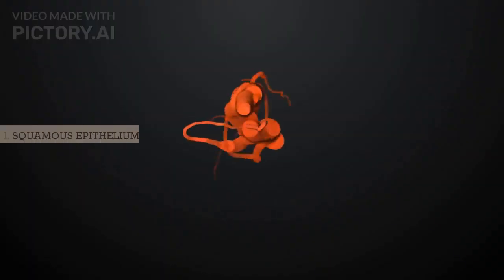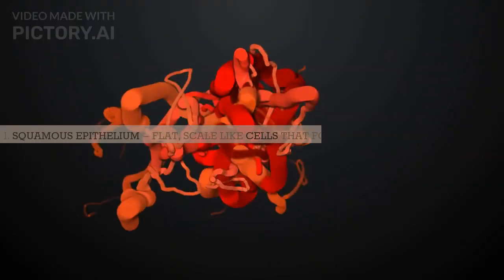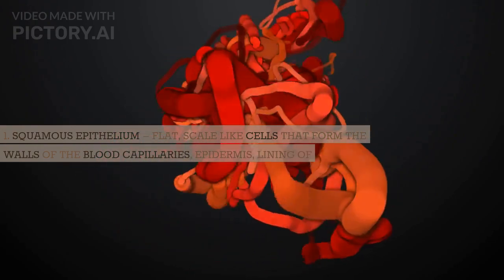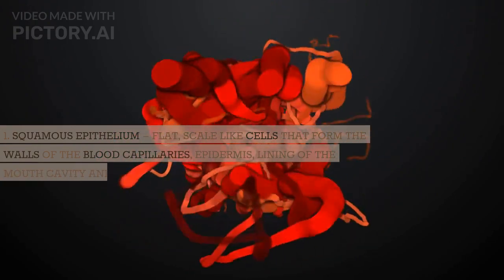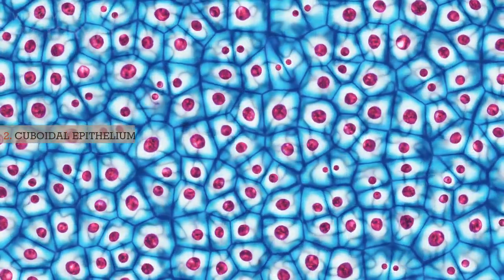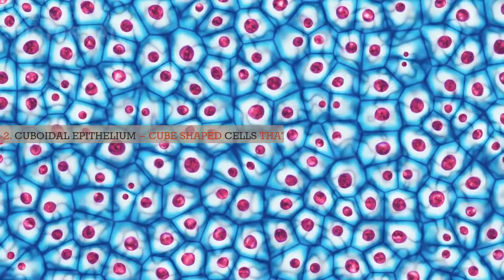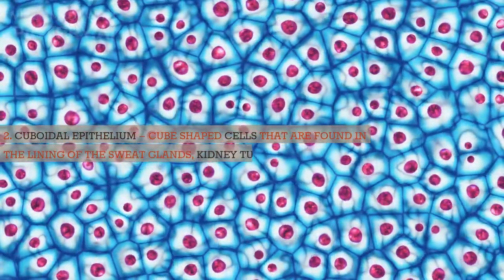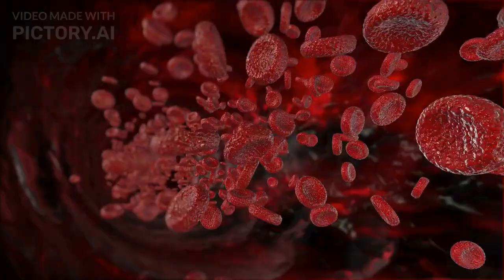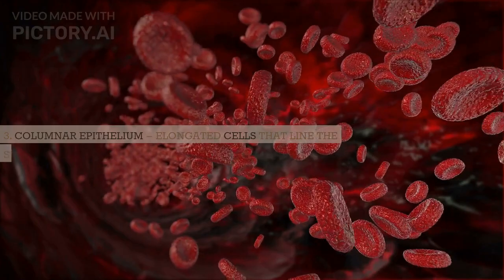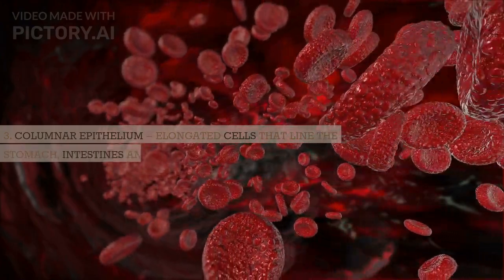One. Squamous epithelium, flat, scale-like cells that form the walls of the blood capillaries, epidermis, lining of the mouth cavity and air sacs of the lungs. 2. Cuboidal epithelium, cube-shaped cells that are found in the lining of the sweat glands, kidney tubules and thyroid gland. 3. Columnar epithelium, elongated cells that line the stomach, intestines and urinary ducts.